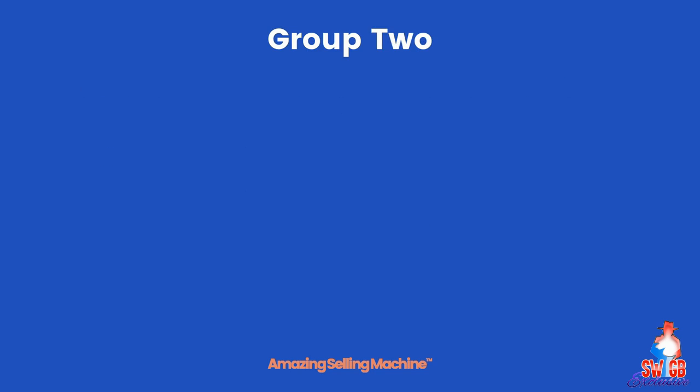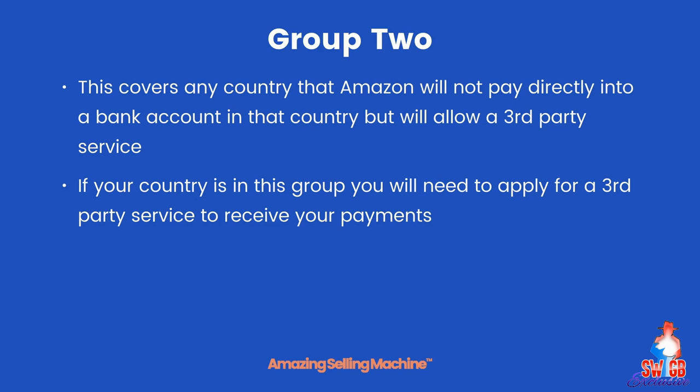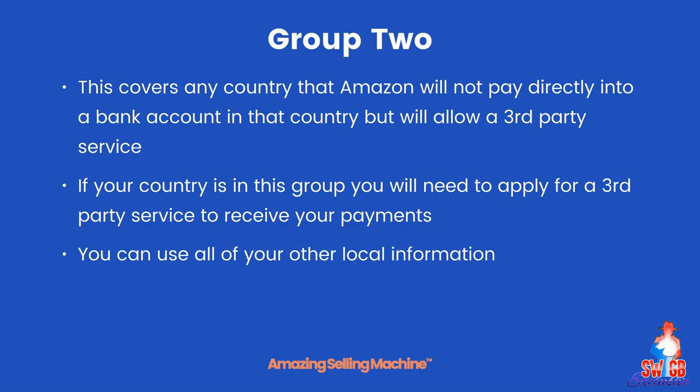Group 2. This covers any country that Amazon will not pay directly into a bank account in that country, but will allow a third-party service. So if your country is in this group, you will need to apply for a third-party service to receive your payments. And we'll cover that later in this lesson and also in the next lesson. Apart from your bank account, you can use all of your other local information.